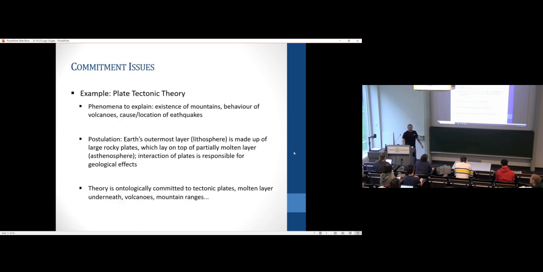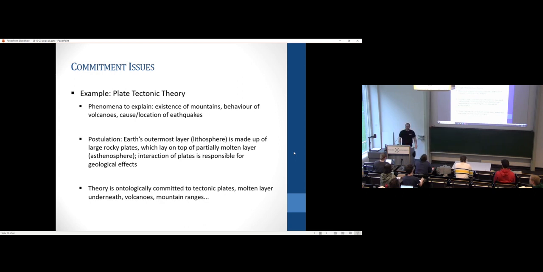Here's a cheap one in theory: plate tectonic theory. Again, I like geology. It's kind of fun. So you have mountains. There are volcanoes that occasionally erupt and occasionally go dormant. There are earthquakes all the time. There's this weird kind of mountain range around the Pacific Ocean where there's a big hole in the middle.